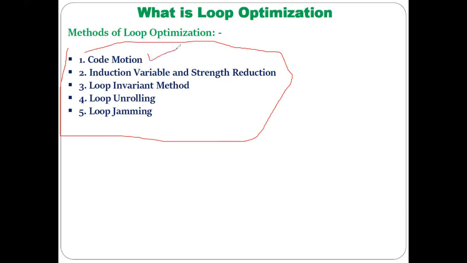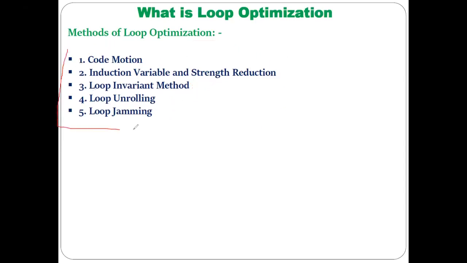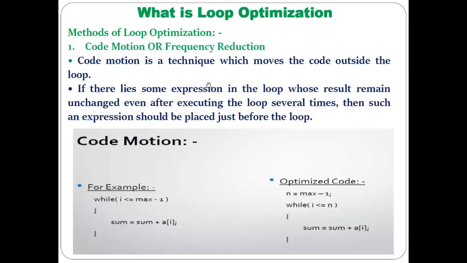First, we have code motion. Second, induction variable and strength reduction. Third, we have loop invariant code. Fourth, we have loop unrolling. And fifth, we have loop jamming. These are the different techniques using which loop optimization can be achieved. Let's see these techniques one by one and understand how we can achieve code optimization through loop optimization.